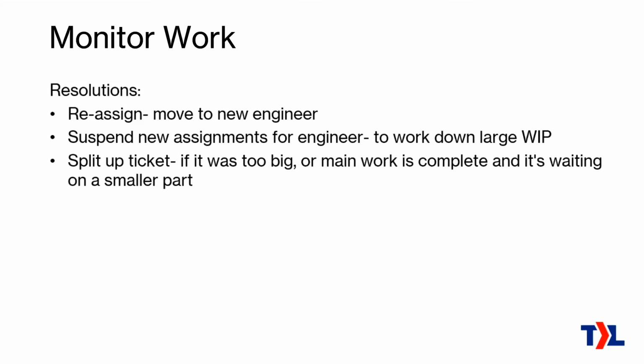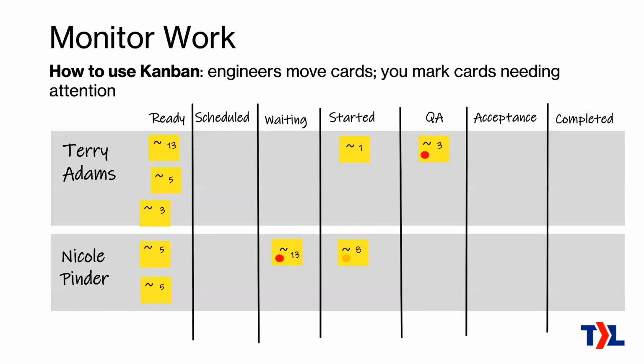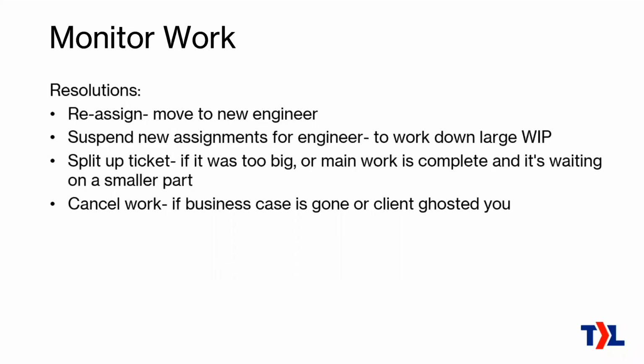You can split up the ticket, so that can help if the ticket was too big. Maybe one part of the work was unexpectedly complex, and so you can complete the original ticket and then put the work that was incomplete because it was more complex into a new ticket, and let that go through the cycle on its own again. Sometimes you just need to cancel the work, right? Maybe for whatever reason the business case is gone, or the client can just ignore you, and you don't have the information you need to finish that ticket. So you may just need to cancel it. So those are all things that you can use to do that.